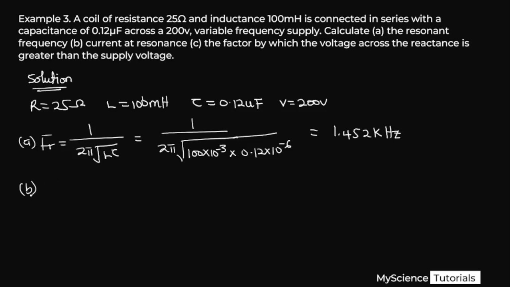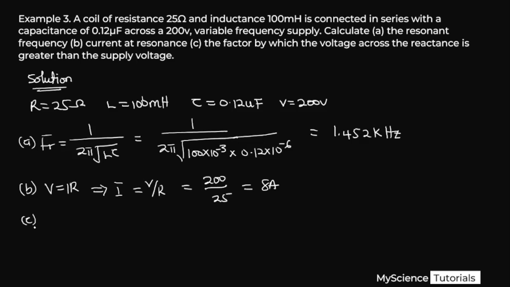So let's look at B, the current at resonance. To find the current at resonance, we use V equals IR, and this implies that our current is equal to the voltage over the resistance. We're given the voltage to be 200 volts and the resistance to be 25. So 200 divided by 25 will give us 8 amperes as our current. So let's look at C, our Q factor.